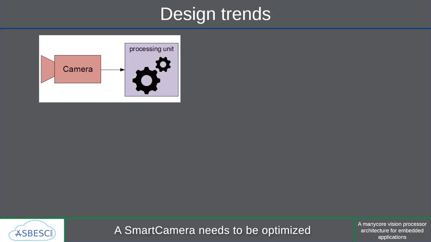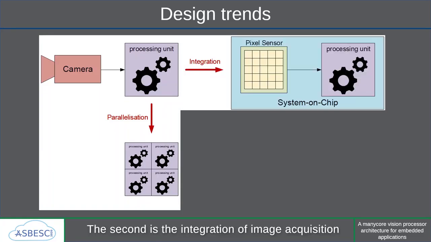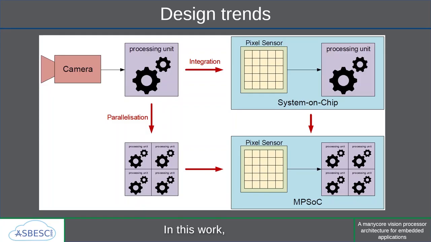A smart camera needs to be optimized for the desired applications, and this can be achieved in two main ways. The first one is the exploration of the intrinsic parallelism of image processing and computer vision. And the second one is the integration of image acquisition and processing into dedicated devices. In this work, we explore both fronts simultaneously, with the proposal of an MPSoC to be integrated into the pixel sensor.